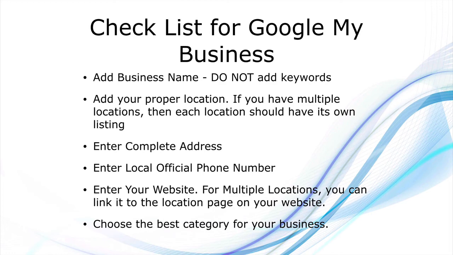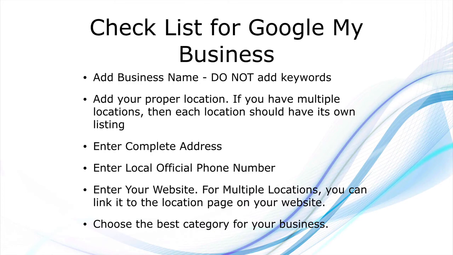So the first thing is add your business name. A lot of people get very tempted to add keywords in the business name itself. Please do not do this. It looks very spammy and it looks very unprofessional. Just add in your business name as it is. Also add in your proper location. Ensure that the address is accurate and the marker is set right in the Google Maps when you're setting up the listing. If you have multiple locations, then each location should have its own listing, and when you're setting up this multiple location, ensure that you use the location specific page as the website URL.